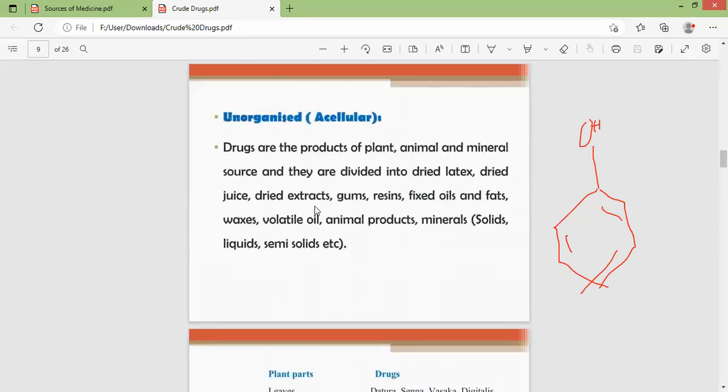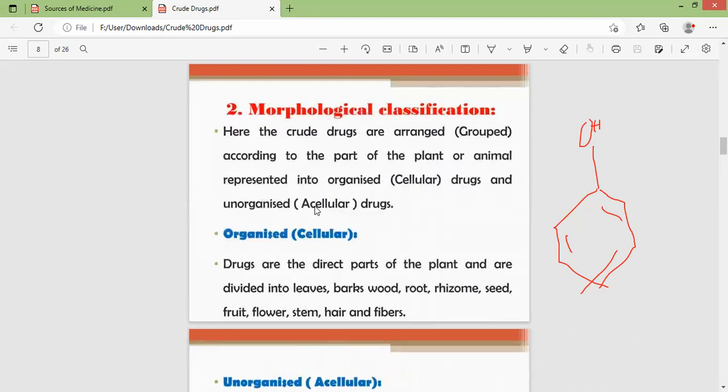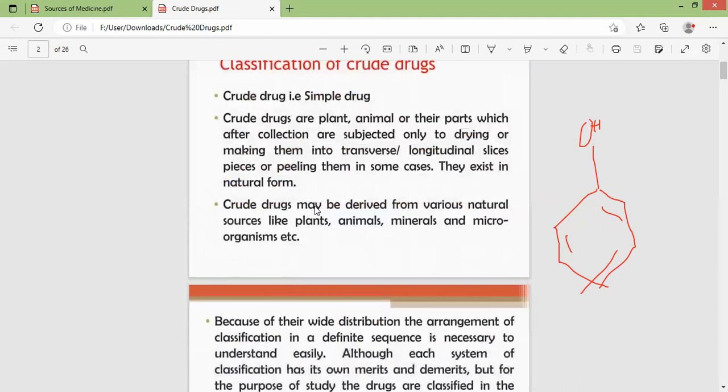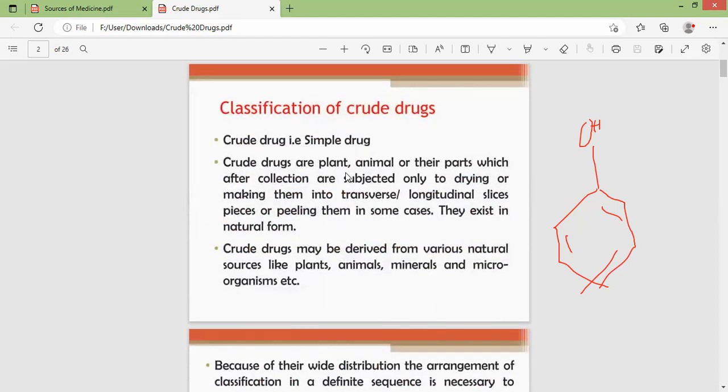Then for a second, let's switch to this, because it's related. When we said crude drugs, it's when you've simply done what? You haven't done much to your drug. You've obtained that plant part. After collecting, for example, your leaf, your bark, your fruit, you've only subjected it to something like drying, cutting, or peeling, right? And that is what your crude drug is. Literally, you haven't done much to the plant.